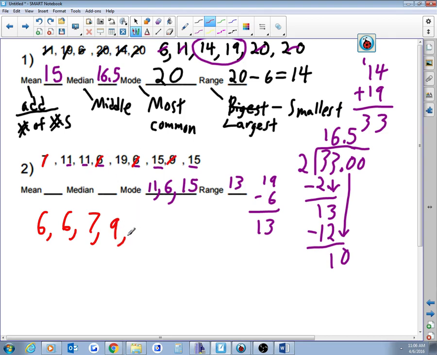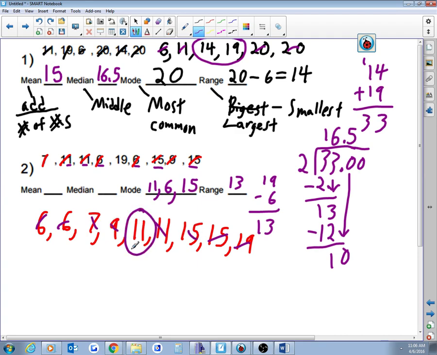And we've got 2 11s. 2 15s. And 1 19. So for our median, we can just take a different color. Cross out smallest, cross out largest, cross out smallest, cross out largest, cross out smallest, cross out largest, cross out smallest, cross out largest. Our median is going to be 11. It's right in the middle. It's got 4 numbers on this side. It's got 4 numbers on this side.